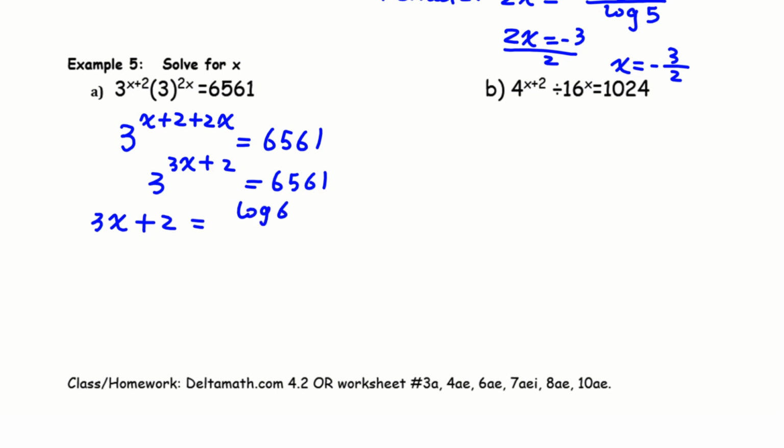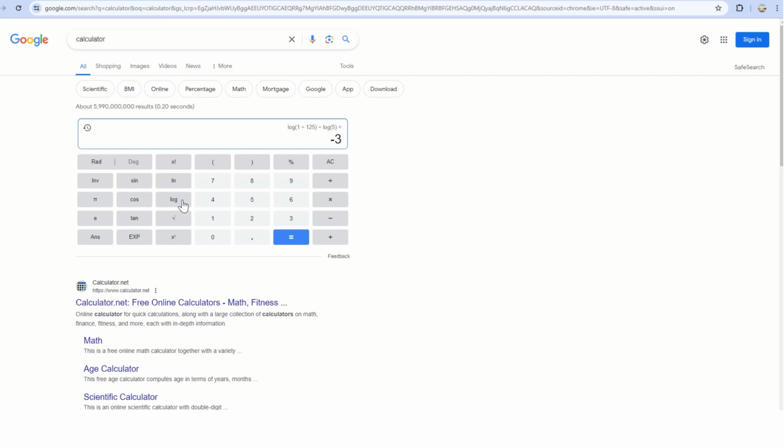You could check what power of 3 equals 6561, or you could just do the exponent equals log power divided by log base. Then we have 3x plus 2 equals log 6561 divided by log 3, which equals 8.